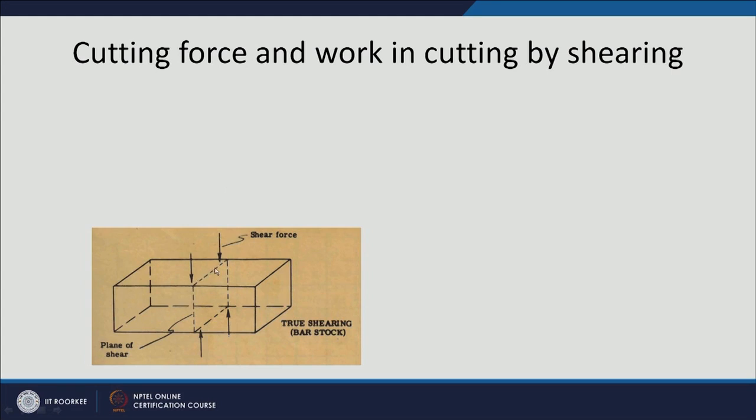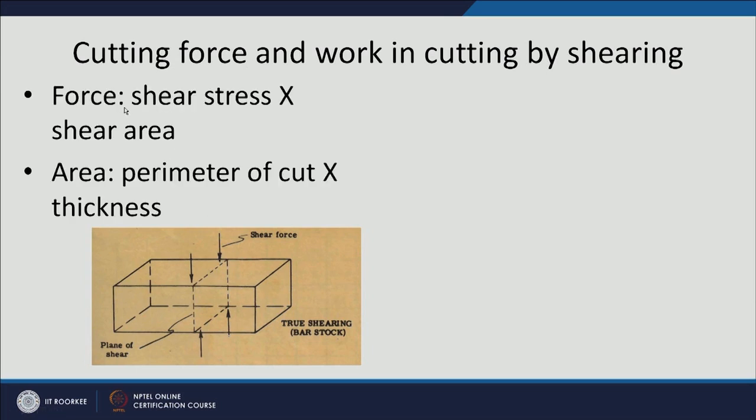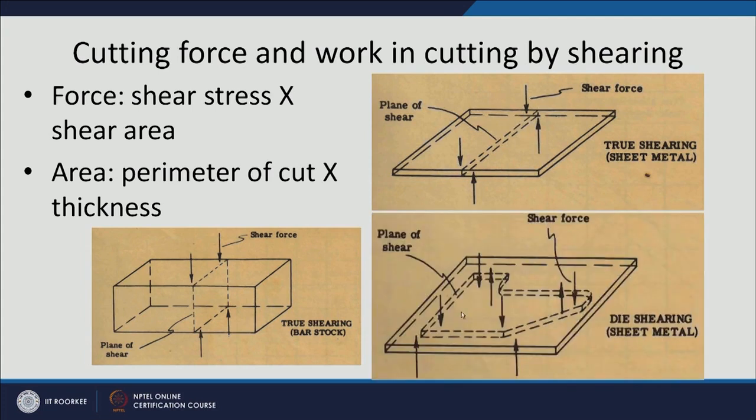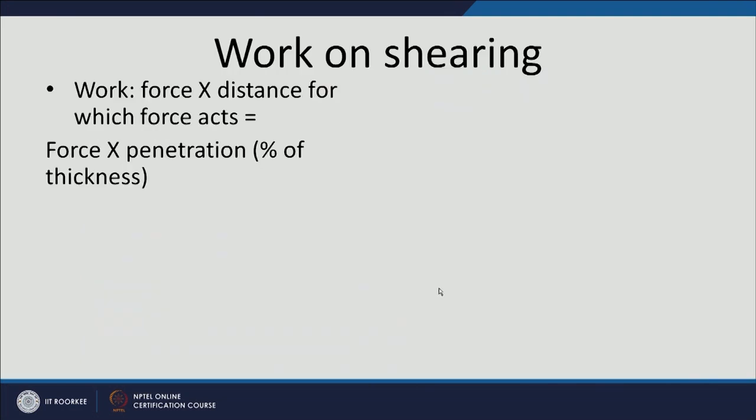Basically, this is the plane of the shear, and the shear force is obtained as the shear strength multiplied by the shear area. Shear area is basically the perimeter of the cut into the sheet metal thickness. In this case it is a simple sheet, and the perimeter of the cut will be the sum of all these sides, multiplied by the sheet thickness. So work for the shearing can be obtained like this.